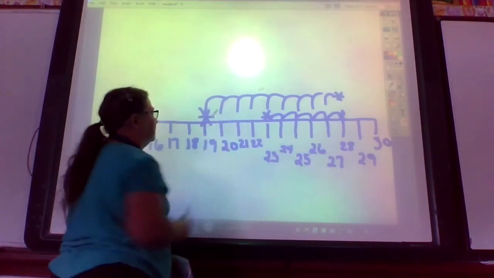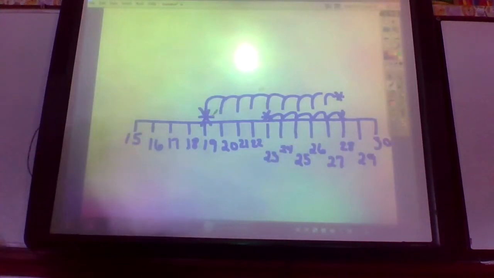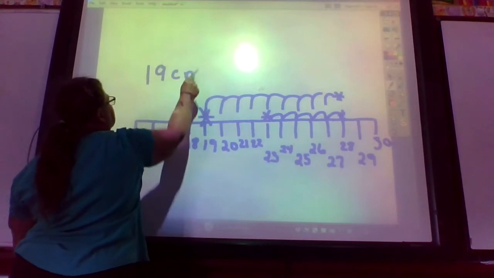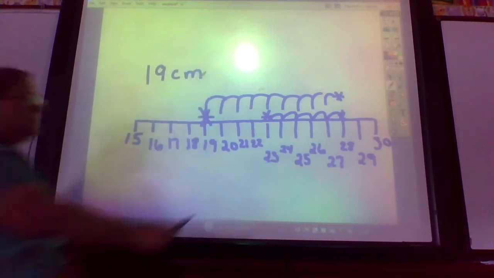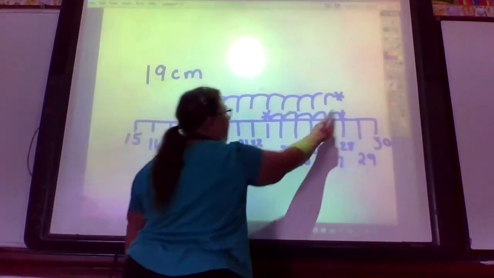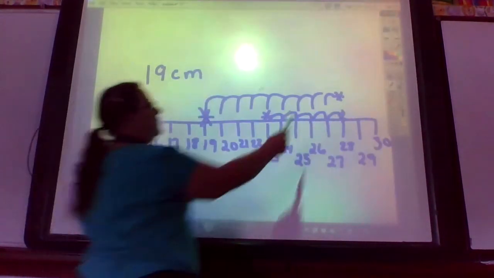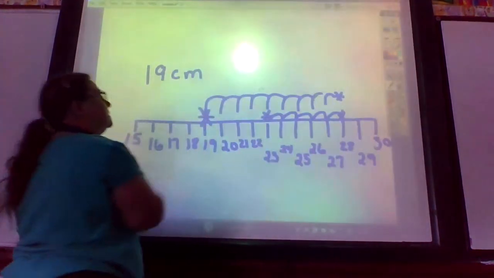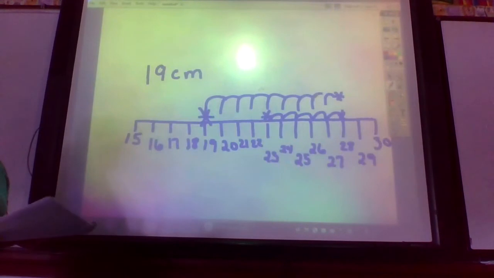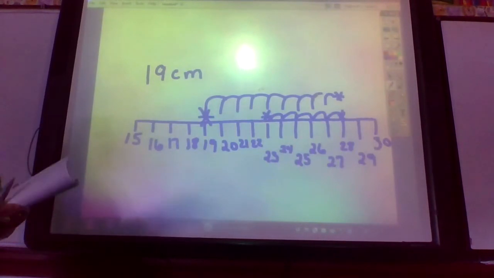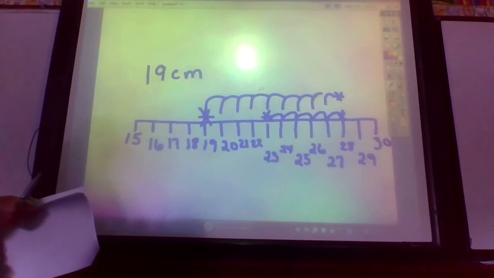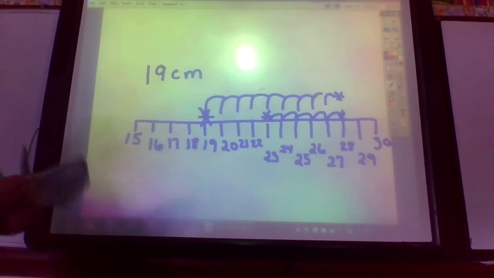So here's my cricket. What number is he on? Yeah, he's on 19 centimeters. That's where he landed. So he started on 23, he hopped 5 times, and then he hopped backwards, starting where he ended, to get back to 19. So that is the hopping of the cricket on the ruler, okay? And they only showed us part of the ruler because we didn't need the whole ruler.